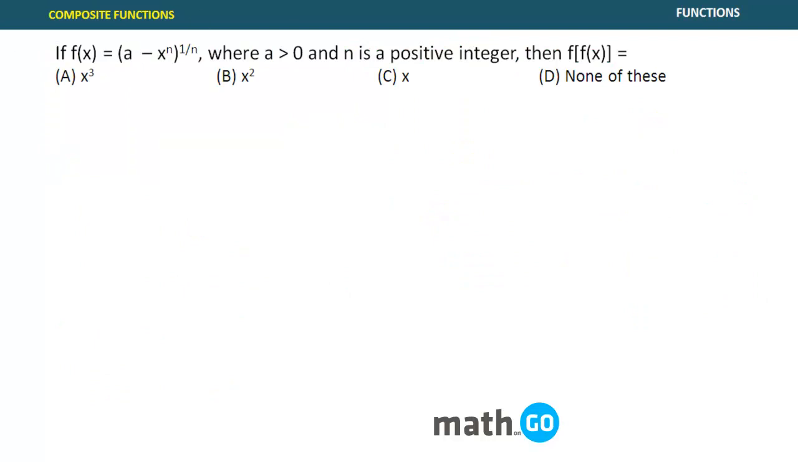Okay, now let's take the other problem. It says that f(x) is equal to (a minus x raised to power n) raised to power 1 by n, okay? And a is given to be positive, n is a positive integer, then you have to find f of f. So what do you understand by f of f? Any problems? Instead of f(x), now you are given f of f(x). So f of f(x) will become something of this sort. Now what you should do? Instead of x, replace it by f(x), right? So it will become something of this particular stuff.